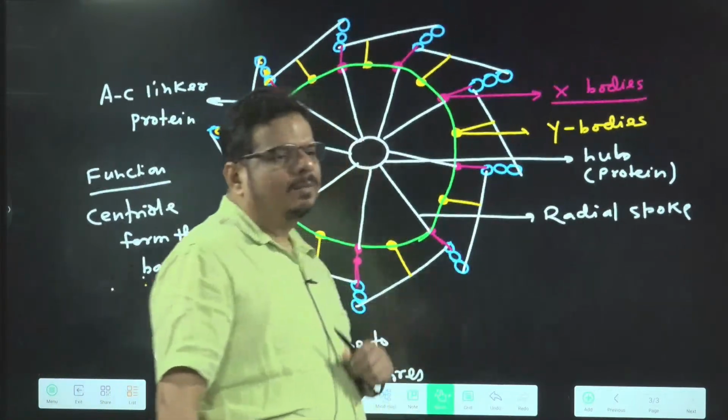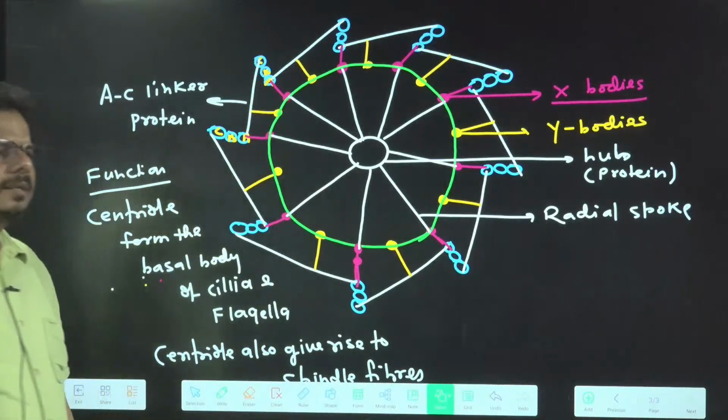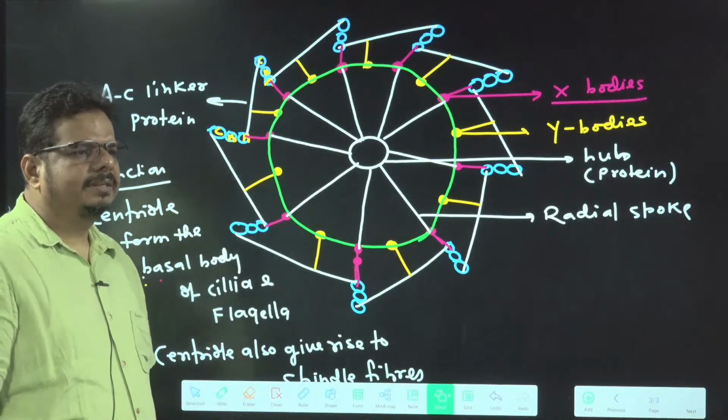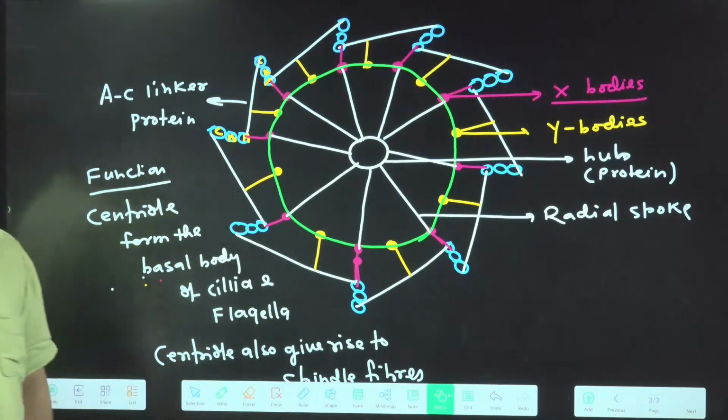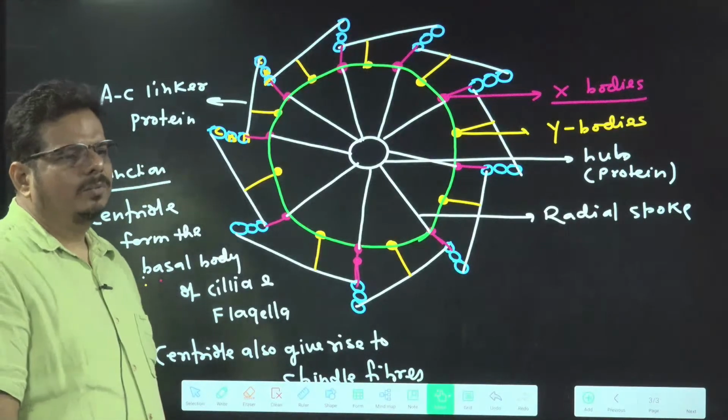So I am asking a small question here. In one centriole, how many microtubules are present? Answer it fast. In one centriole, how many microtubules are present?